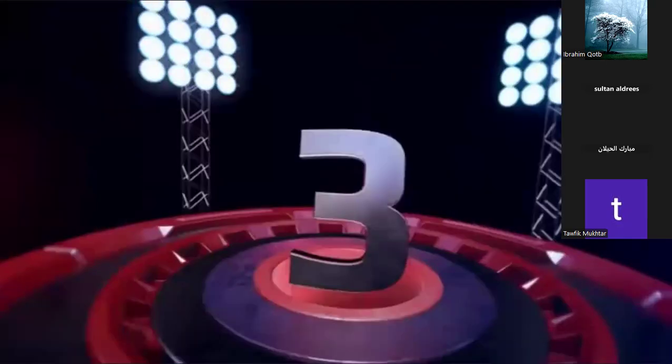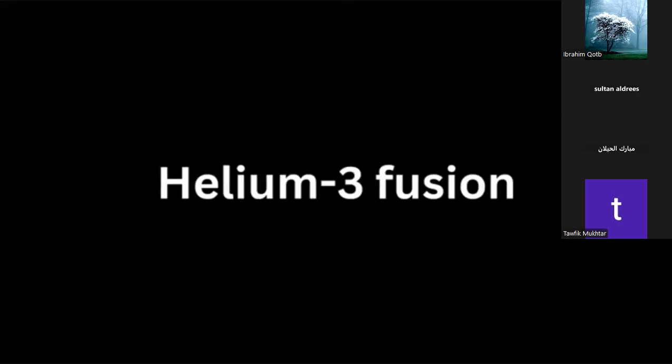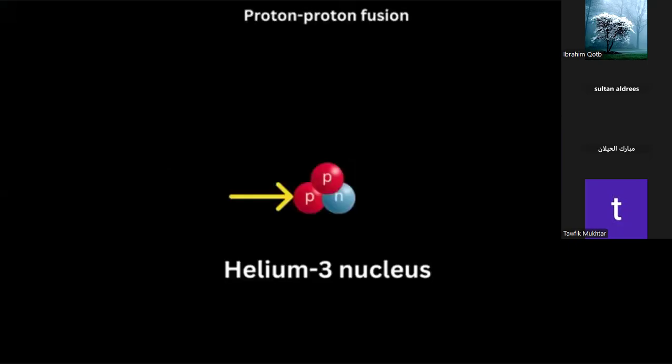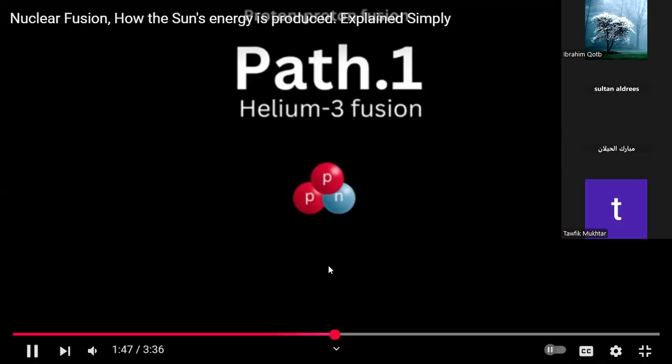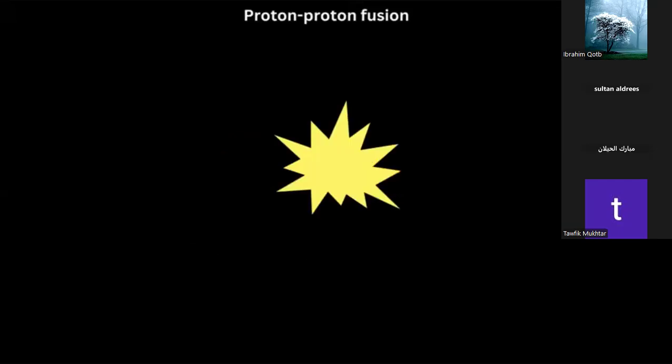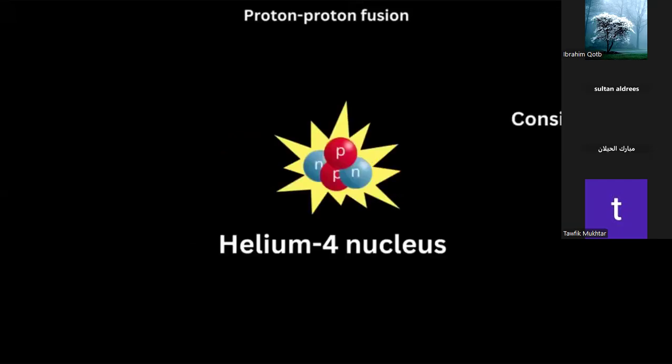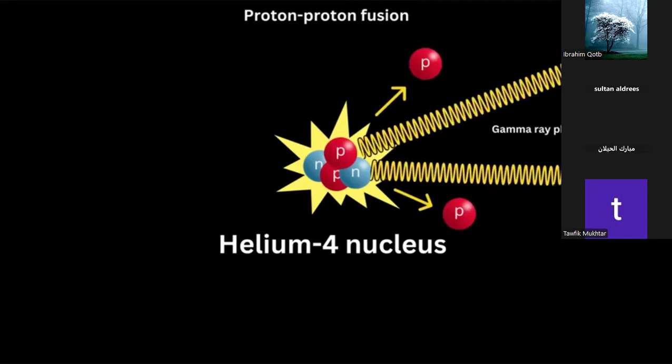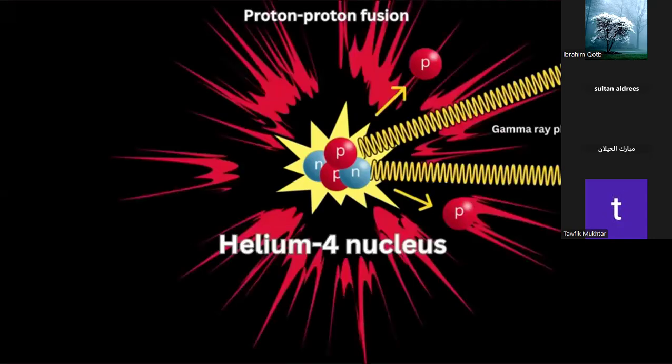This brings us on to number 3, helium-3 fusion. There are two possible routes for the helium-3 nucleus created in the previous step. Path 1, helium-3 fusion. When two helium-3 nuclei collide, a helium-4 nucleus, which consists of two protons and two neutrons, is produced. Two protons, two gamma-ray photons, and a significant quantity of energy are released in this process.